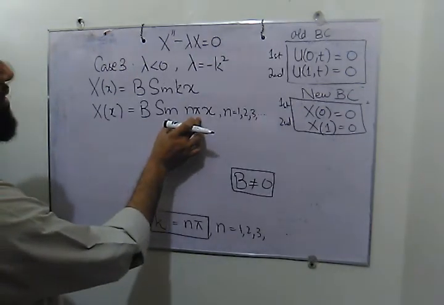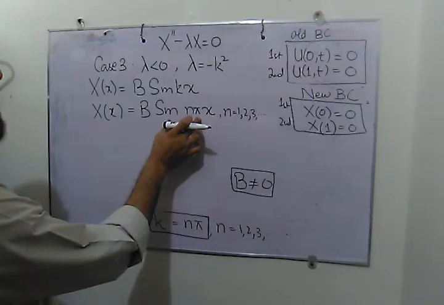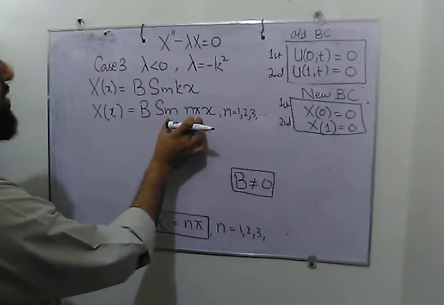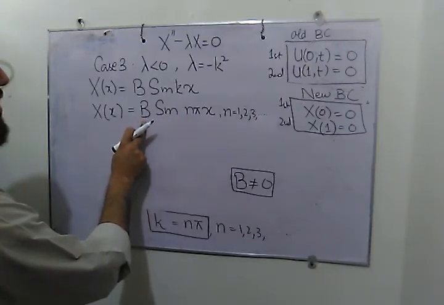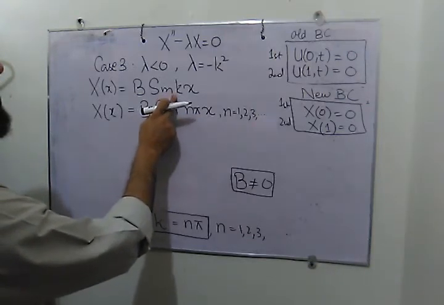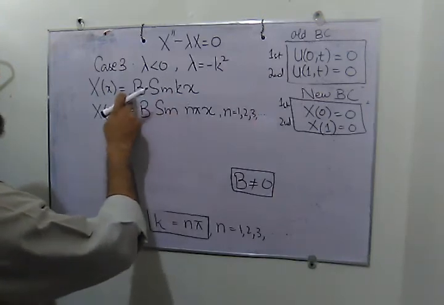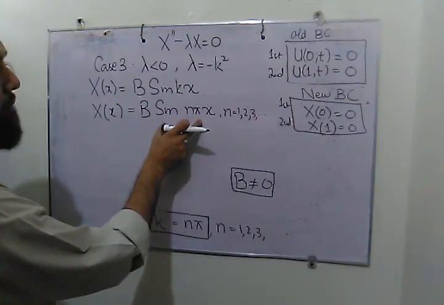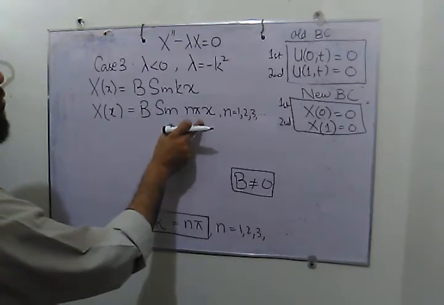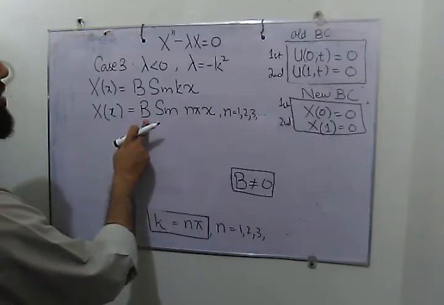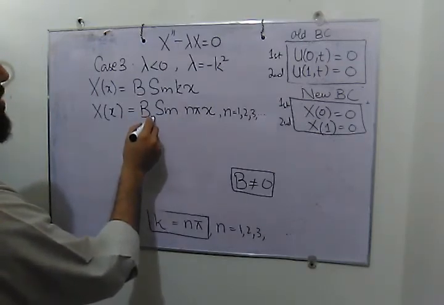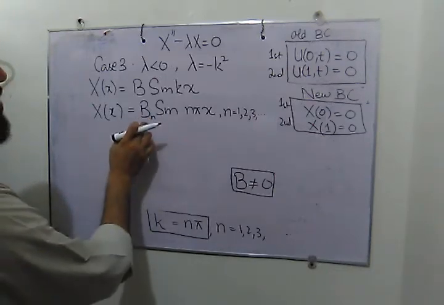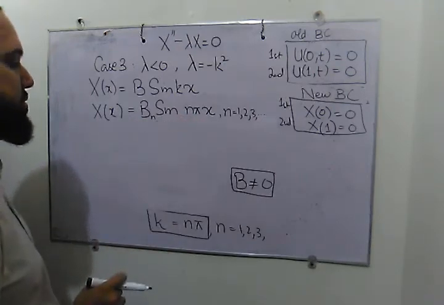Now there are multiple sine terms: sine pi x, sine 2 pi x, sine 3 pi x, and each sine has a coefficient associated with it. When this was sine kx, considered a single term, there was only one general coefficient b. But now, since there are multiple terms, there should be multiple coefficients. So we introduce a subscript n, which shows that there are several coefficients and several sine terms.